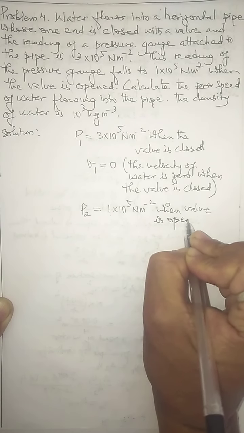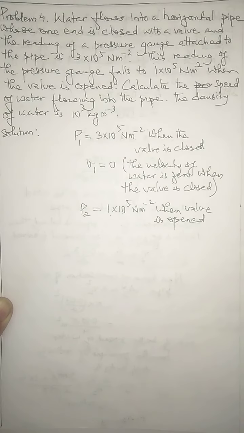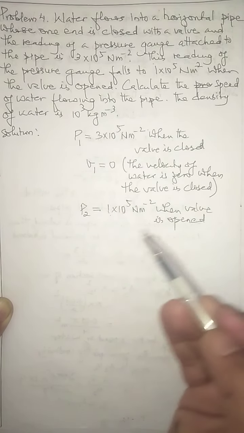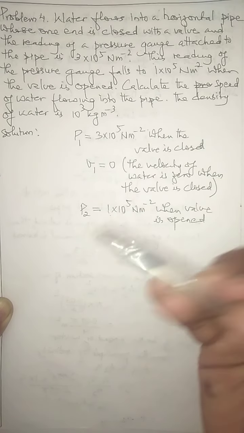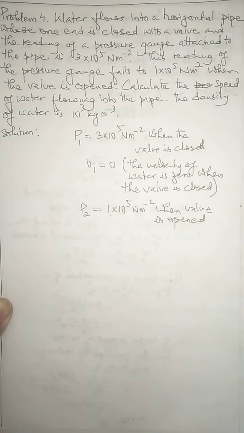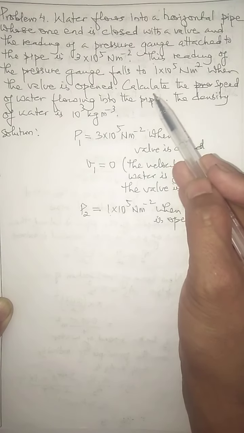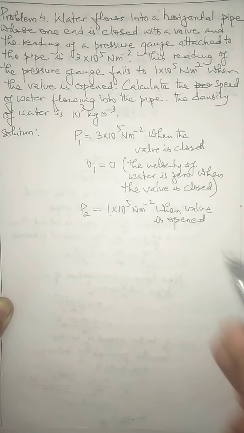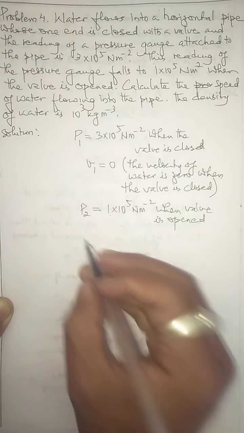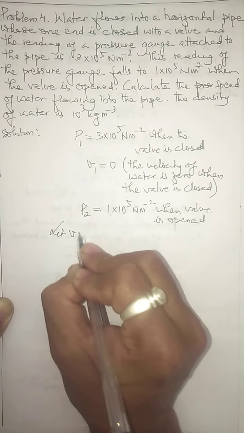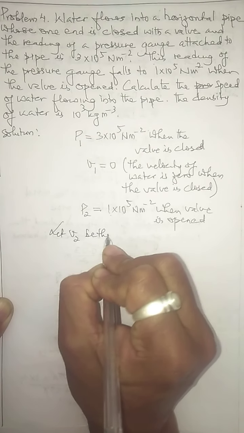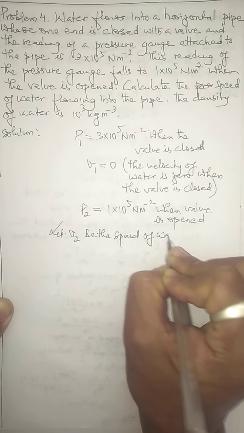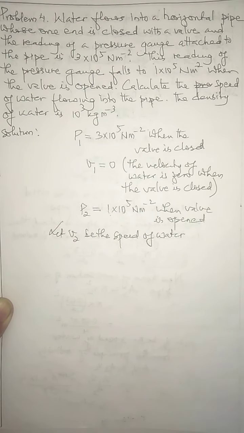So when the valve is opened, the water will start flowing due to this pressure, and definitely water will flow with a certain speed, and that speed we need to calculate, because the question says to calculate the speed of water flowing into the pipe. So you have to find the speed of water flowing into the pipe when the valve is open, and that speed I consider as v2. So let me write down v2, the speed of water flowing when the valve is open.